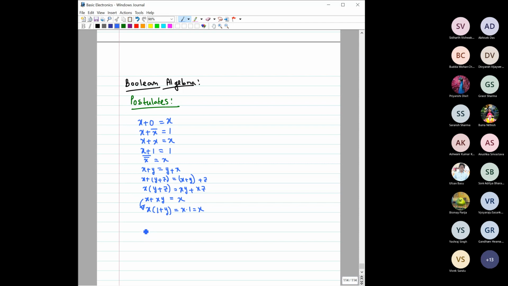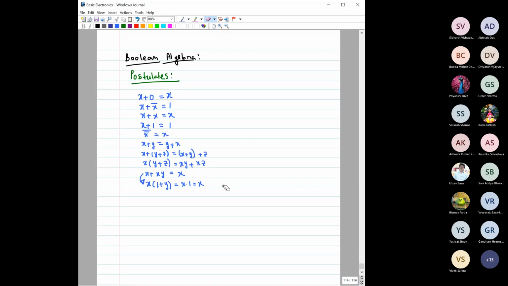Now let us see what this De Morgan's theorem is. De Morgan's theorem says that if it is x plus y, and you take a whole bar of this, meaning you are taking an invert of this, then it would become x bar dot y bar. It is called De Morgan's theorem.